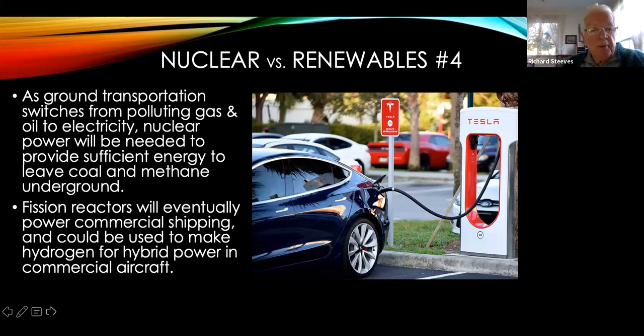Finally, as ground transportation switches from polluting gas and oil to electricity, and we're going to be discussing that as a group next week, we're going to need nuclear power to fill in for that. We surely cannot make enough solar and wind energy, or even hydro, to charge up all the cars that are going to be charging. Also, I think we can convert our diesel engines out of ships. I would like them all to be nuclear. And we can also make hydrogen for hybrid power and commercial aircraft, with fuel cells. So I think it's really important that we include nuclear.